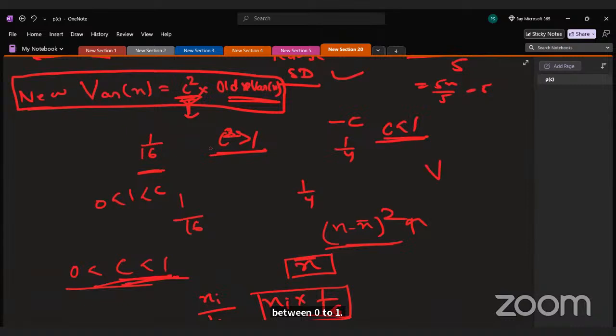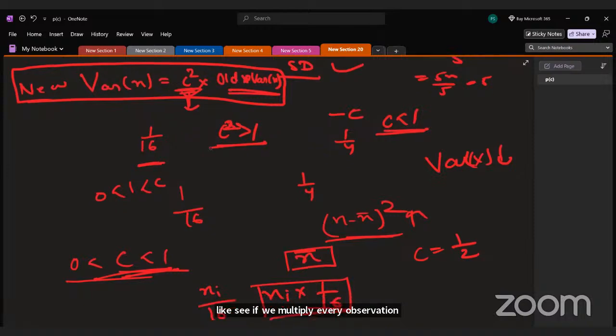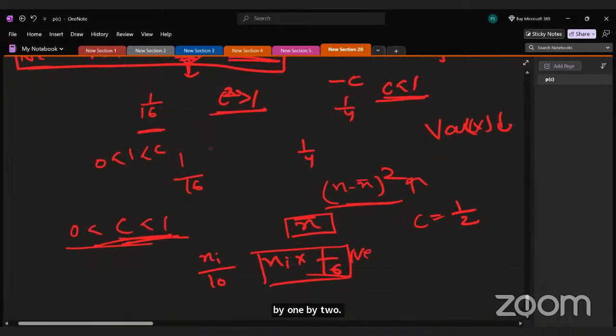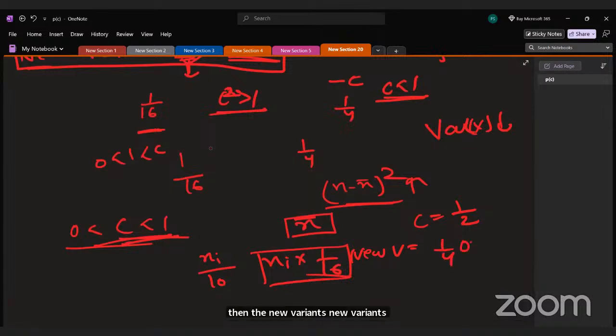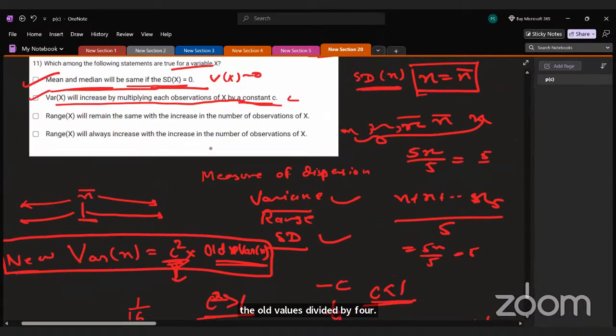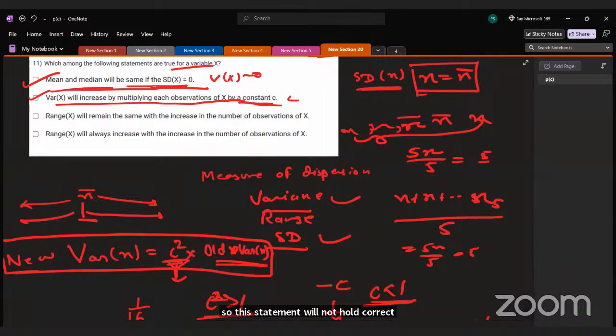Then the variance will decrease. Like C, if we multiply every observation by 1/2, then the new variance will be 1/4 of the old variance, the old variance divided by 4. So this statement will not hold correct. Who pointed this out? Me, sir. Gaurav. Okay, Gaurav. So this option will not be correct.